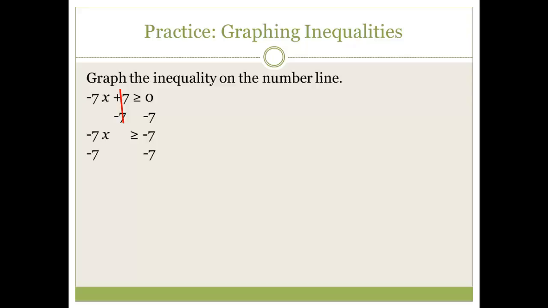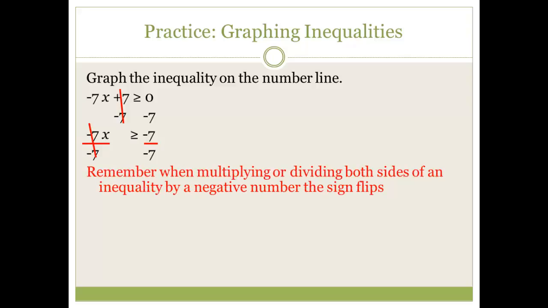Next, we divide both sides by negative 7, and the 7's cancel out. Remember, when multiplying or dividing both sides of an inequality by a negative number, the sign flips. Now, we simplify the fraction and get x is less than or equal to 1. Finally, we can graph, and it looks like this.